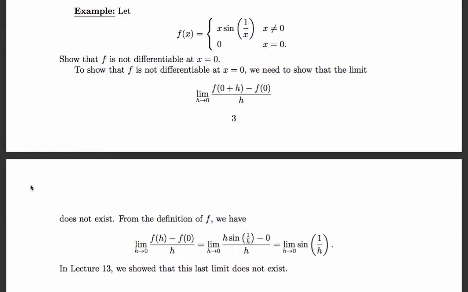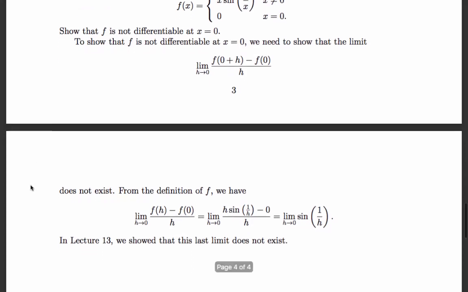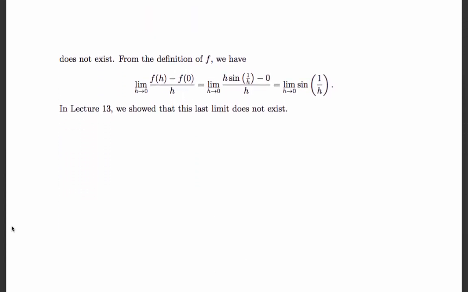We know it doesn't exist because we showed that in lecture 13. There was even a beautiful picture of why it doesn't exist. So I would encourage you to revisit that portion of lecture 13 to make sure that it's crystal clear why the limit as h approaches 0 of sine of 1 over h does not exist. Well, that's it for today.